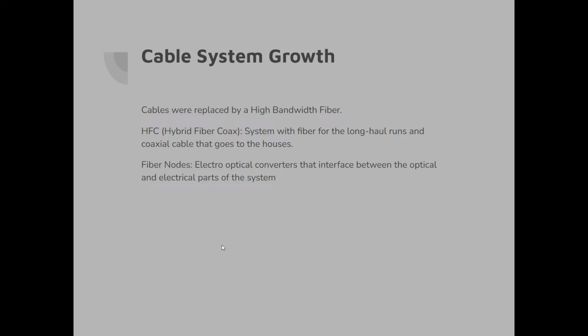But as the demand for the service increased, more users were going to impact the performance, and to deal with this, cable operators replaced some of the parts with a high bandwidth fiber. The system that was implemented is called the HFC, Hybrid Fiber Coax. So this was pretty much split, one side with fiber and the other side still using the coaxial. And with this, fiber nodes were placed. Fiber nodes are just electro-optical converters that interface between the optical and electrical parts of the system.